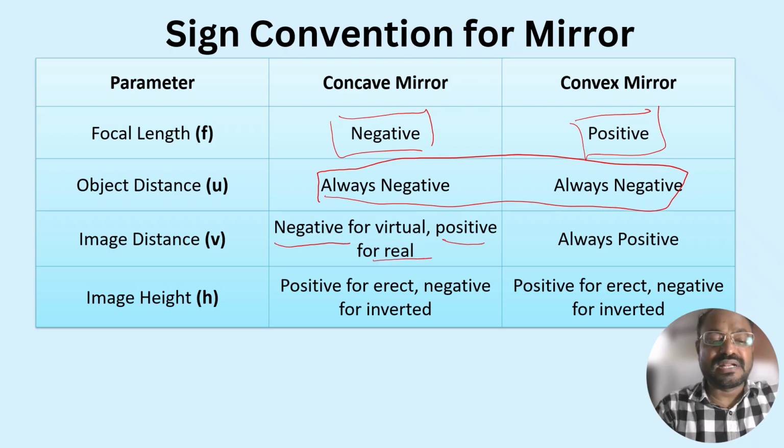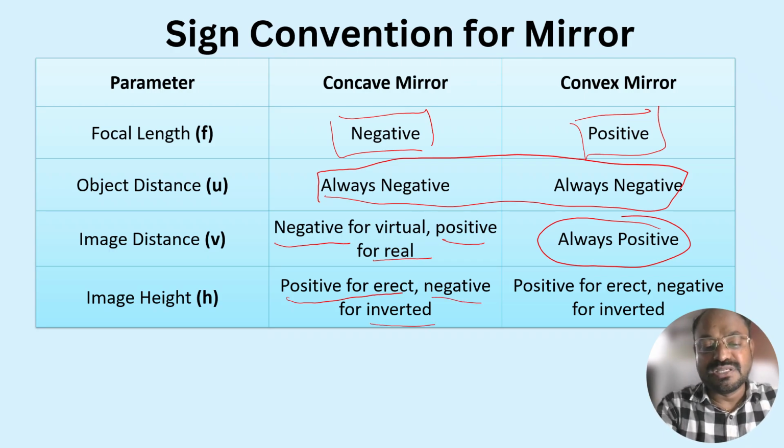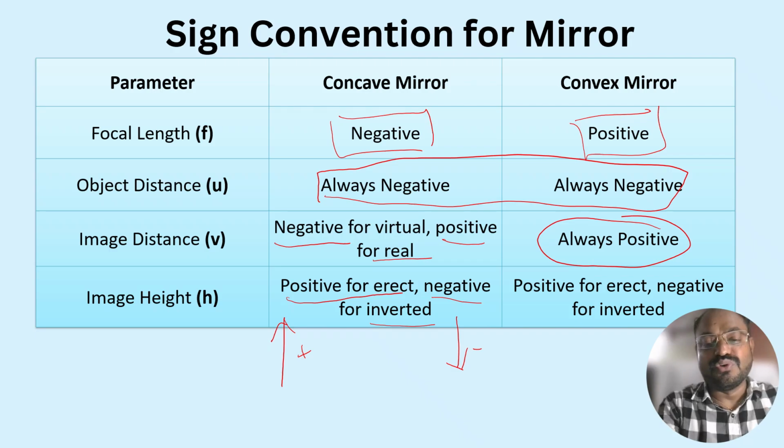For a convex mirror, since it is a virtual image, it is always going to be positive. And image height is positive for erect image and negative for inverted image, both for concave and convex mirror. This table will help you to learn the concept of sign convention for mirrors.